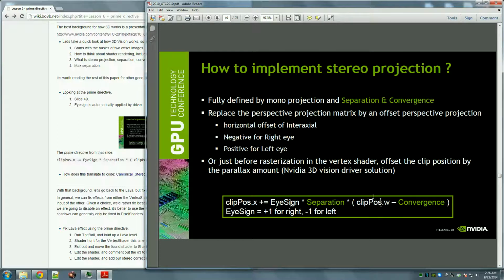I'm not going to go into some of those other details for how the actual matrices and the math work, but the basic idea is that you can think of this as being the Z parameter of the actual vertex that we're looking at, and we subtract convergence from it, multiply by the separation, and if it's the right eye, we add that into the original position. If it's for the left eye, we subtract it. So it's a plus or a minus to move it out of the mono position into the stereo position.